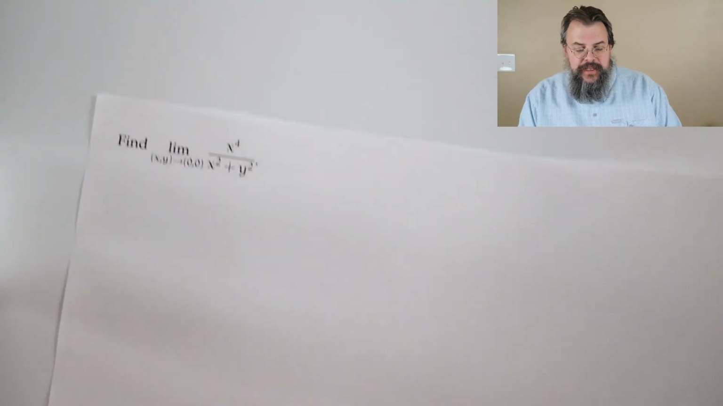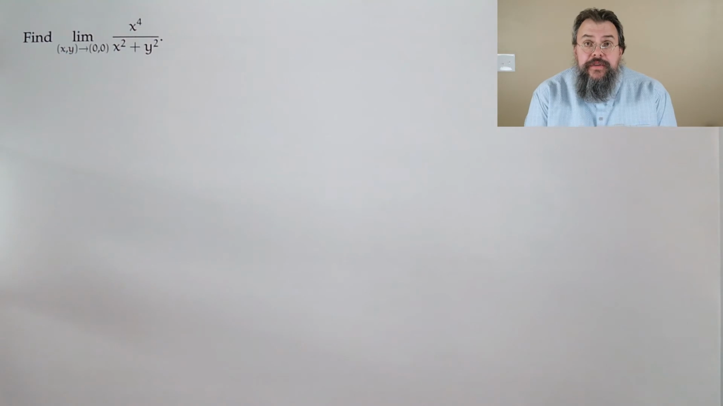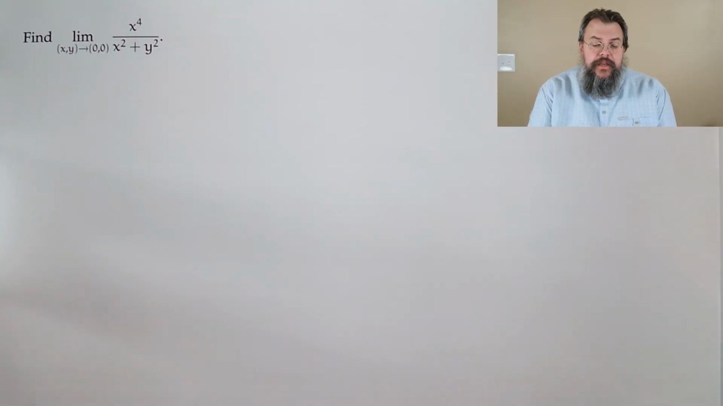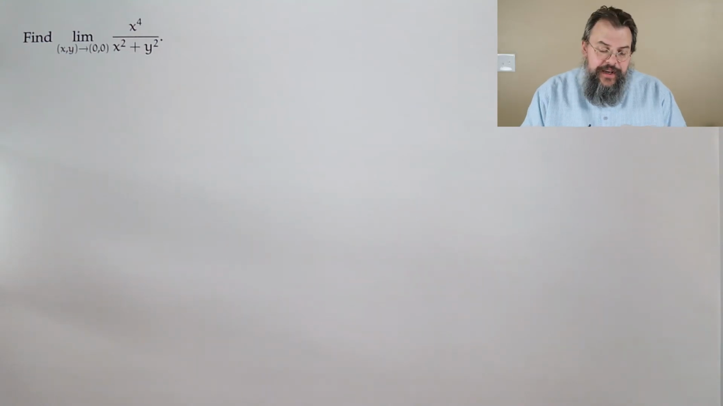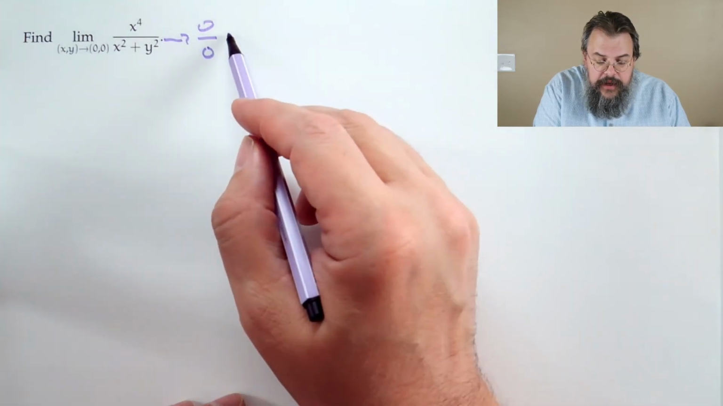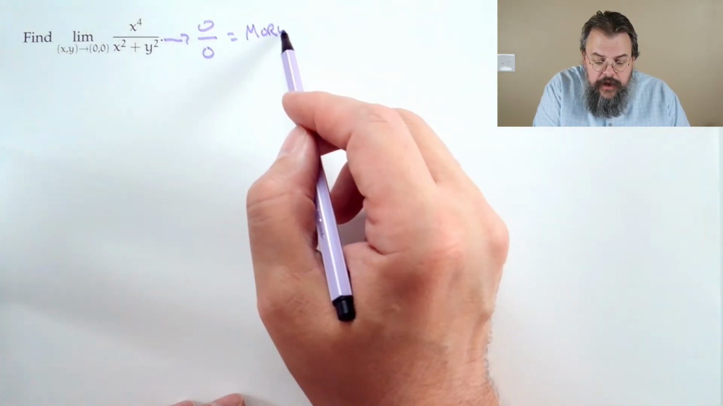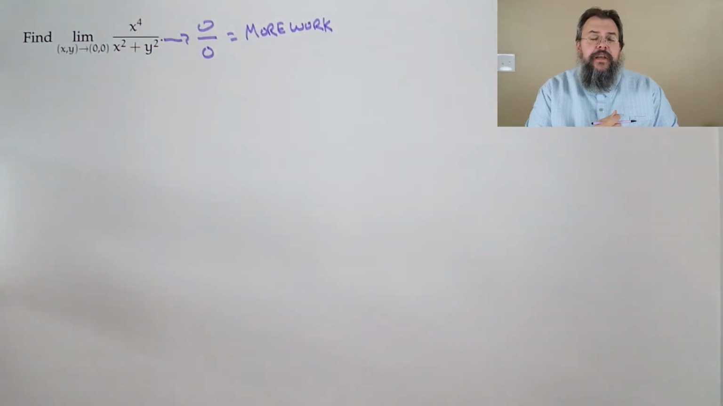All right, on to another problem. Okay, find the limit as (x, y) goes to (0, 0) of x to the fourth divided by x squared plus y squared. Now, what's happening? Well, plug in 0, 0. And we see, okay, this is going to 0 on the top, 0 on the bottom, which means more work. Okay, well, that's all right. We don't mind. So we have to think about, okay, how do we do this?